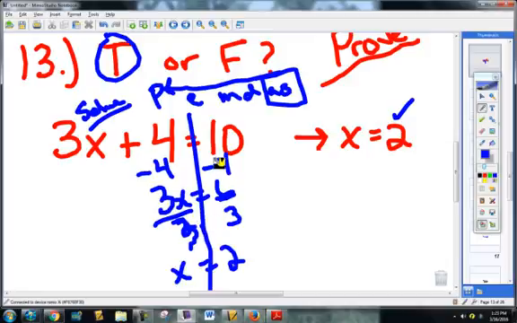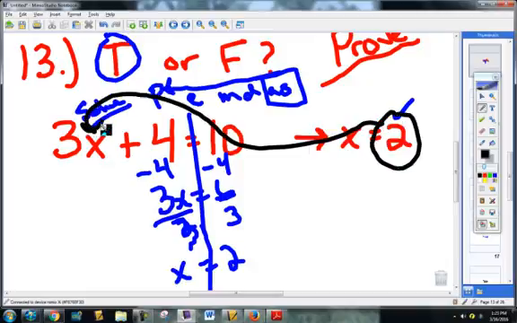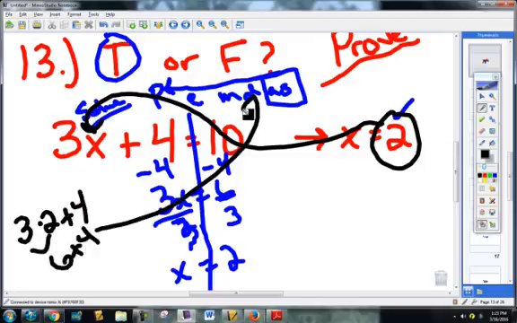The other way, or the way I'd want you to do this question, would be to simply take this and plug it in. So I'd be doing 3 times 2 plus 4. That's going to be 6 plus 4, and is that 10, guys? Yeah. So I know it's true. Okay? So true is the answer there.